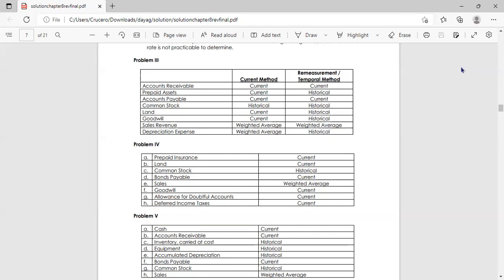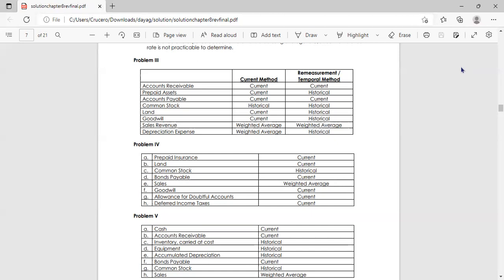The current rate method, translation into the presentation currency. Cable Tech, a Philippine corporation, owns 100% of the Canadian company, Fiber Quebec. The Canadian dollar is the currency of record and the functional currency. So we have now prepaid insurance, land, common stock, bonds payable, sales, goodwill, allowance for doubtful accounts, and deferred income taxes.